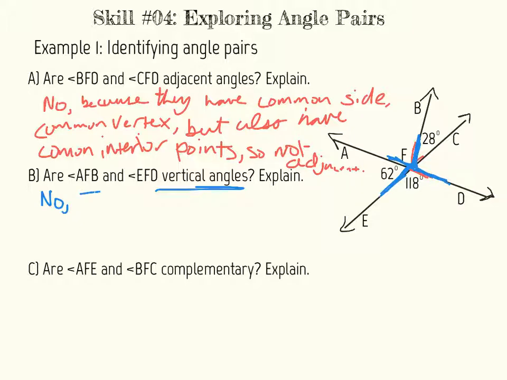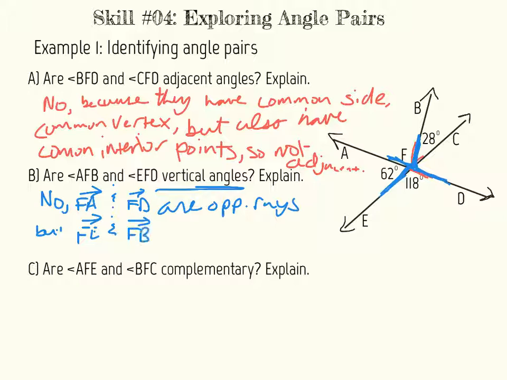because rays FA and FD are opposite rays, but FE and ray FB, FE and FB are not opposite rays. So because of this, they are not vertical angles.